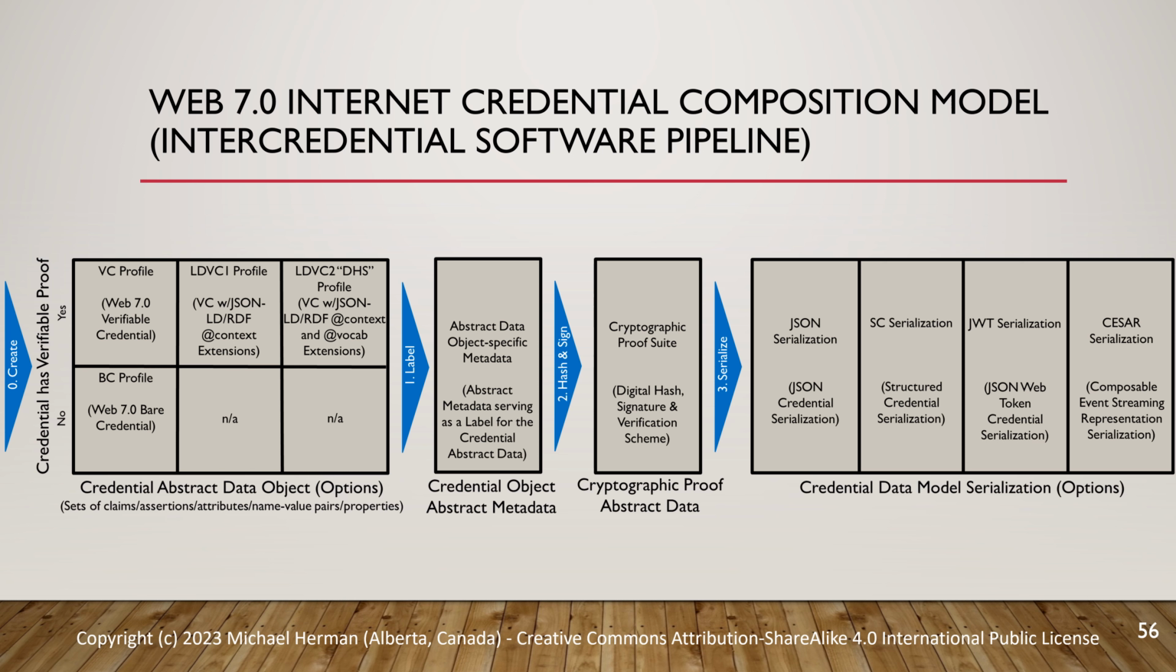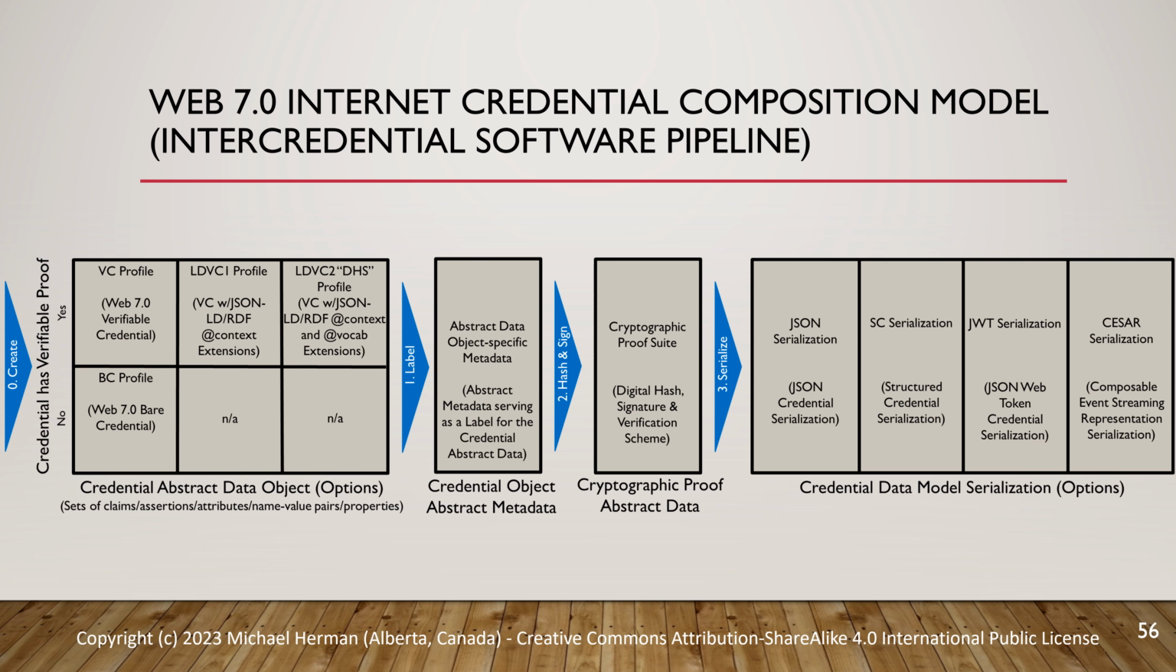Step 3 is serialize. Once we have the abstract data object, properties, attributes, name, value pairs, we have the label, i.e. the metadata that describes the credential, and we've attached the cryptographic proof and added that to the bag or sack of properties that we've collected so far. We now need to move to step 3, which is to serialize that data. And there's at least 4 popular serializations.